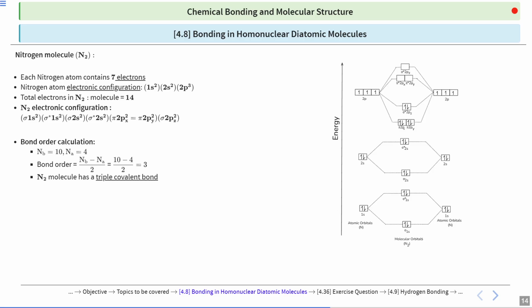What about the triple covalent bond? It has 1 sigma bond and 2 pi bonds according to the normal convention. Then coming on to the magnetic nature, we have no unpaired electron here, which indicates that N2 is diamagnetic in nature.